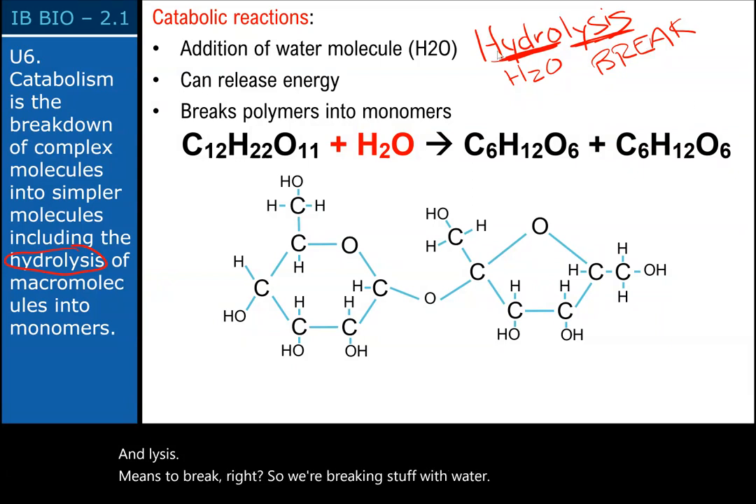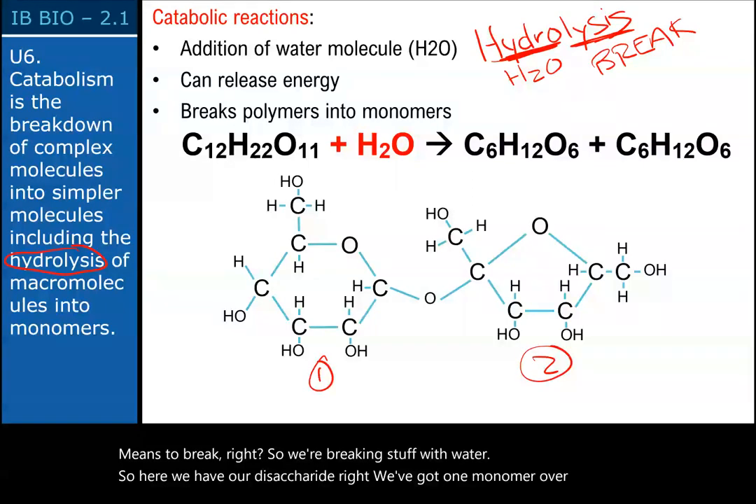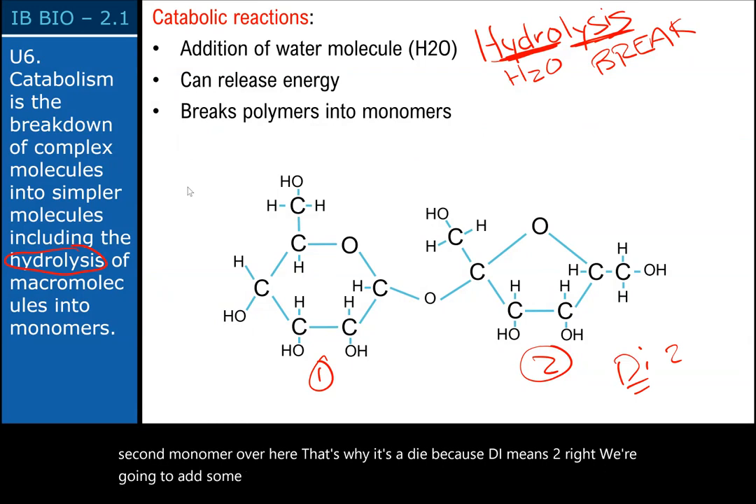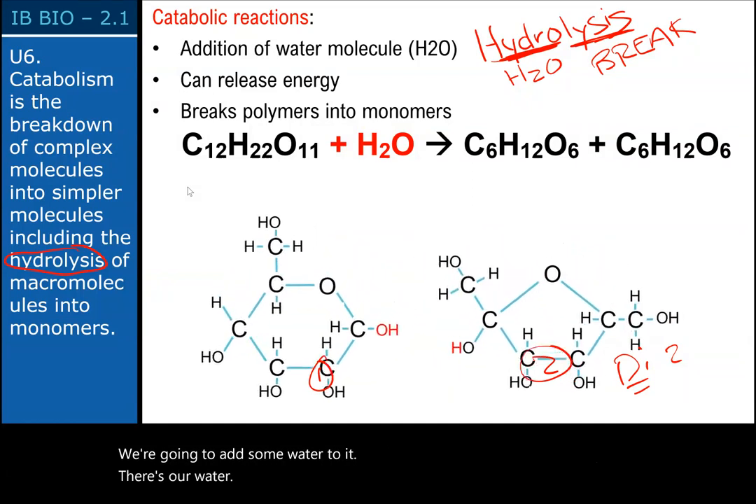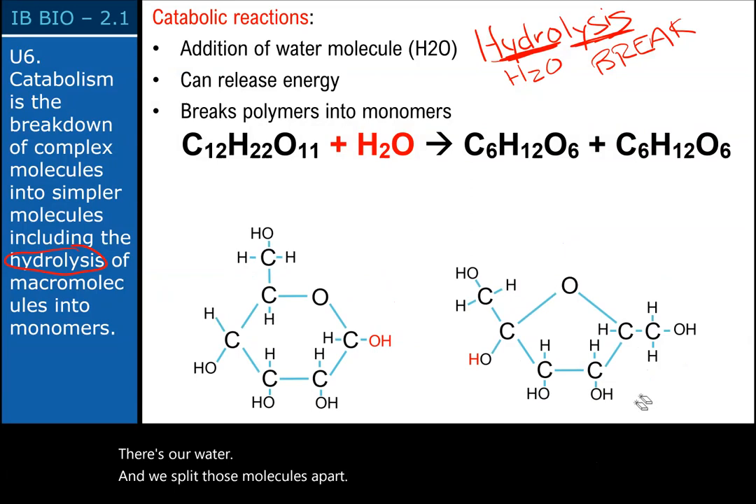So here we have our disaccharide, right? We've got one monomer over here, our second monomer over here. That's why it's a di, because di means two, right? We're going to add some water to it. There's our water. And we split those molecules apart. Exactly like anabolism, but backwards.